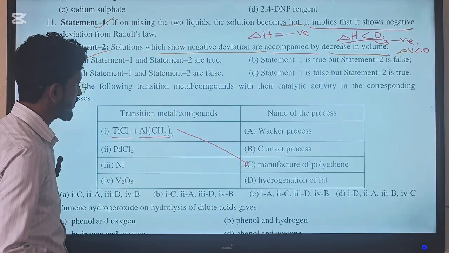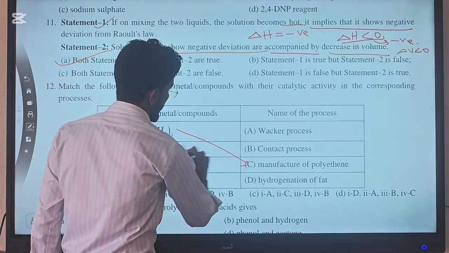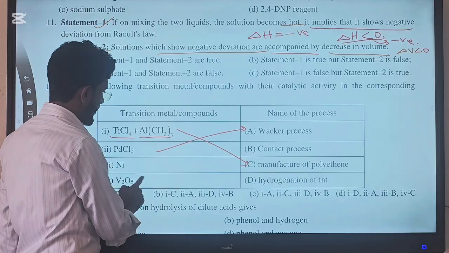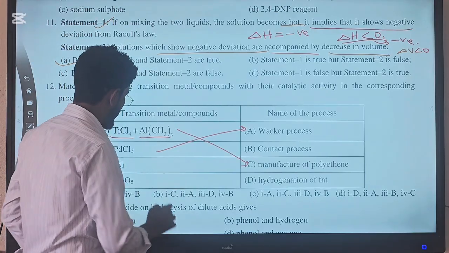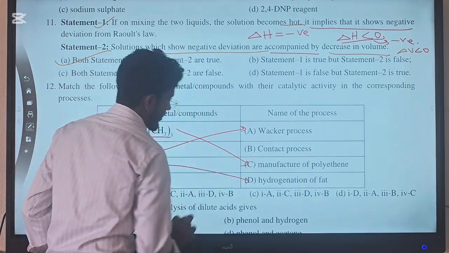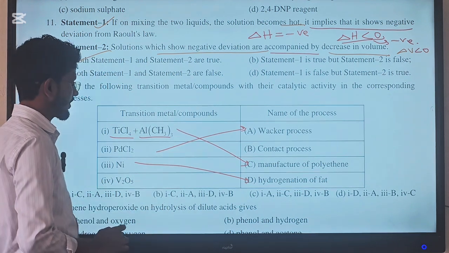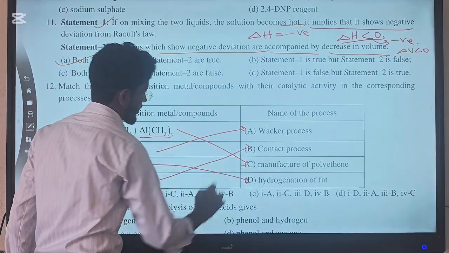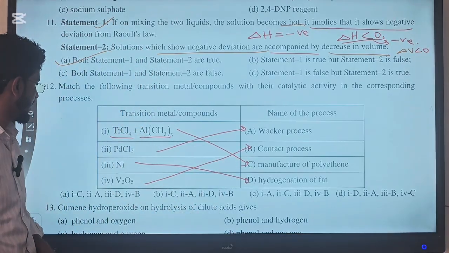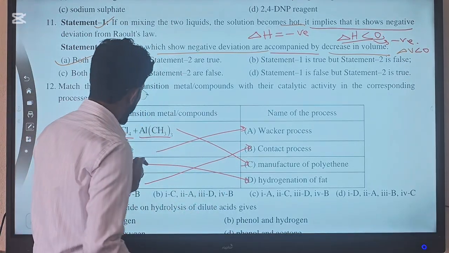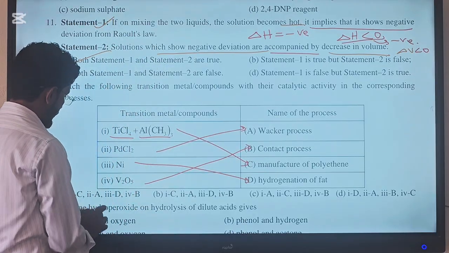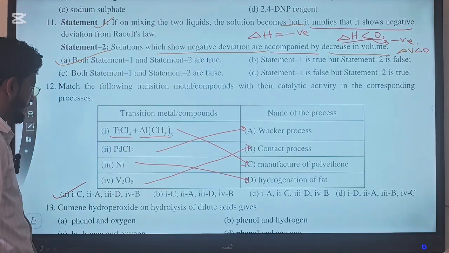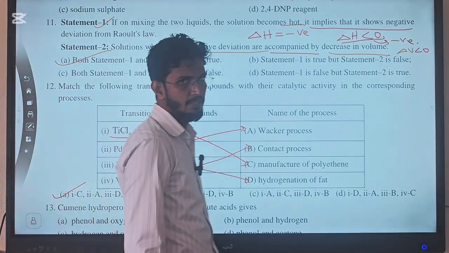Now, if you see PdCl2, it is used in the Wacker process for formation of ethanol. Next is Ni, Pd and Pt, used in hydrogenation of unsaturated to saturated compounds, hydrogenation of fat. Next is V2O5, vanadium pentoxide, in the contact process, used in manufacture of sulfuric acid. Now answer: 1 is C, 2 is A, 3 is D and 4 is B. Answer is A. Okay, answer of question number 12 is A.